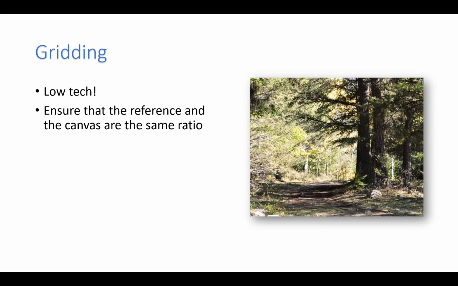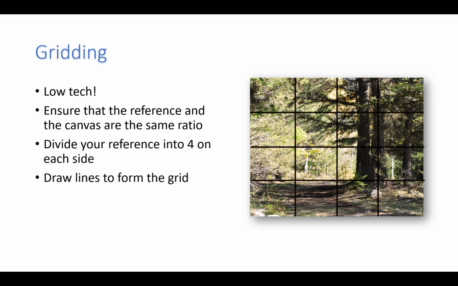The advantage to gridding is that it is low tech. If you don't like computers much, this might be the best method for you. First, make sure that the photo and the canvas are the same ratio. Then divide your photo along the edges into 4 equal parts on each side. Then draw lines to form the grid. 4 here is just used as an example. You could also break it up into many, many more sections.